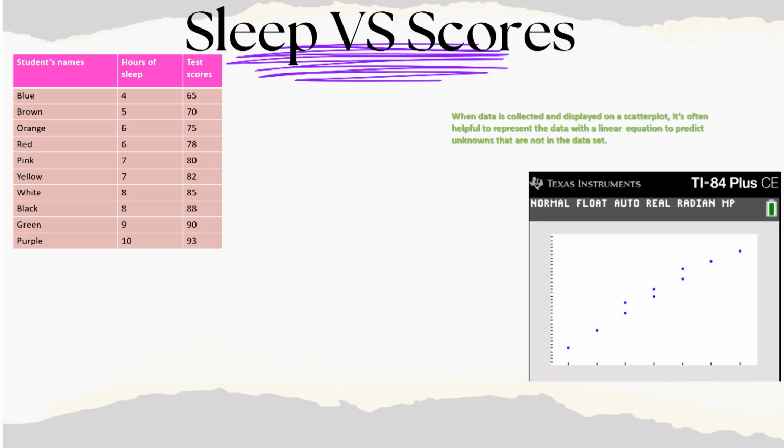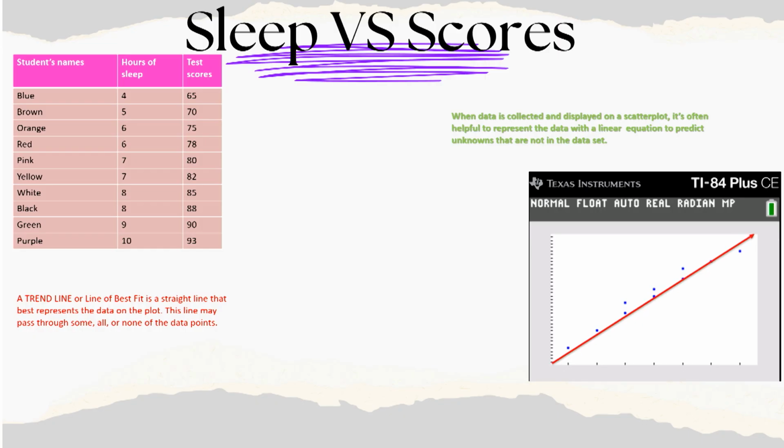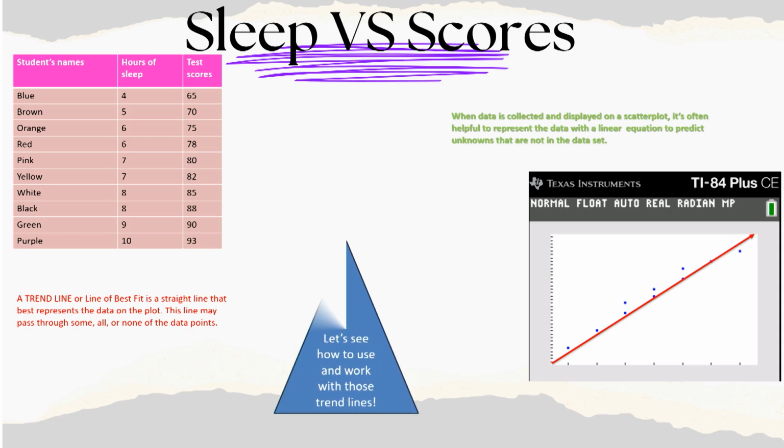When we drew that line of best fit, we also see it called a trend line. A trend line or a line of best fit is a straight line that best represents the data on the plot. This line may pass through some, all, or none of the data. It's around the best fit. It's a trend of what it could be. Let's see how to use and work with these trend lines.